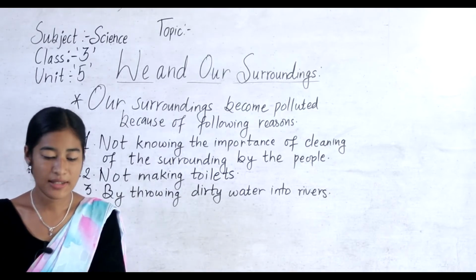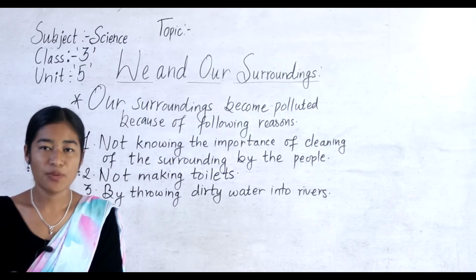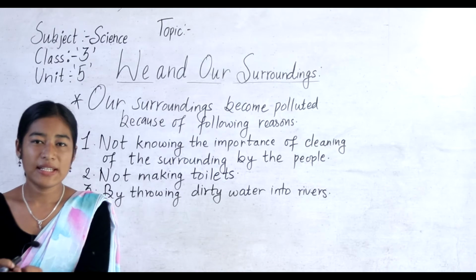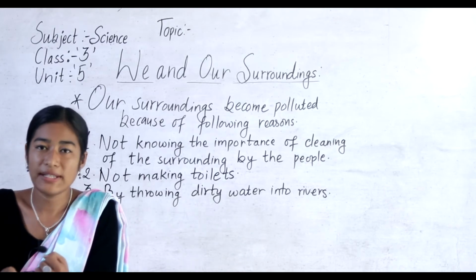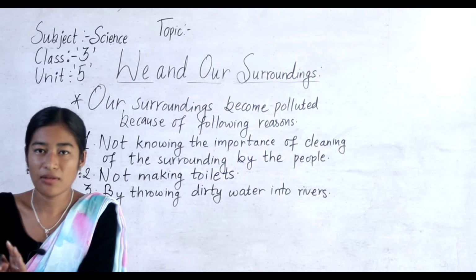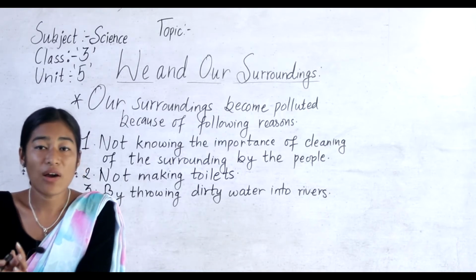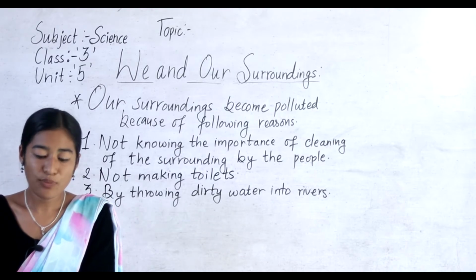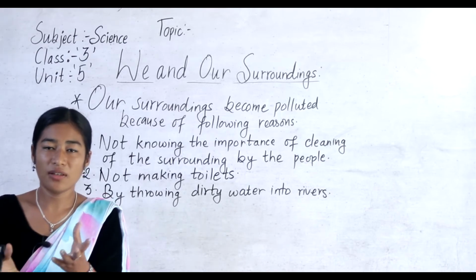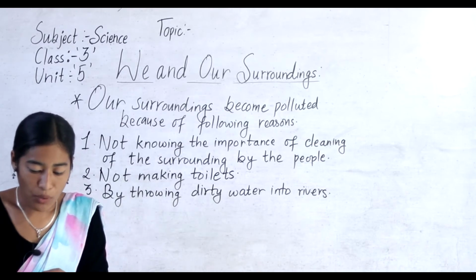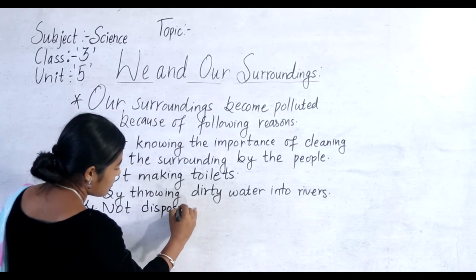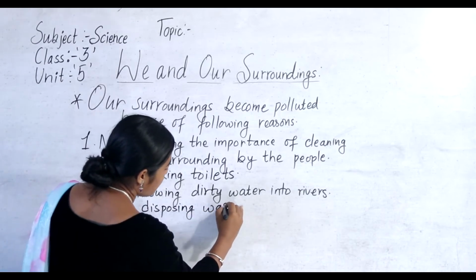Then the next point is wastes are not properly disposed. I think this is the main reason that makes our surrounding polluted. There are two types of wastes, decaying wastes and non-decaying wastes. The management of wastes is not good in our surrounding. Wastes are not properly disposed; they all mix the wastes together, which makes the surrounding polluted. So the next one is not disposing wastes properly.